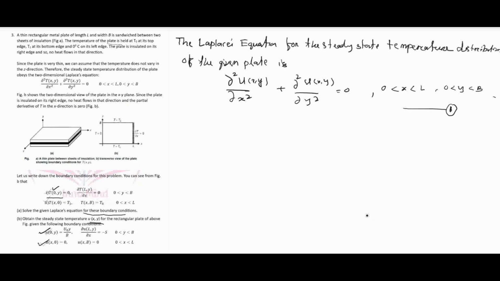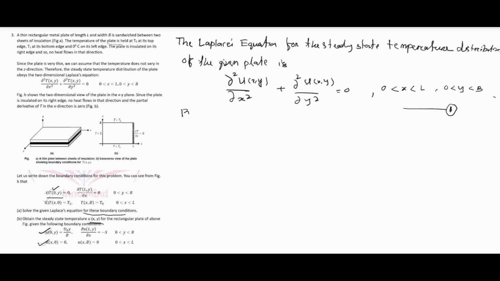Then next what? Let us now use the method of separation of variables and reduce this second order partial differential equation into ODEs. Because the unknown function is a function of two independent variables x and y, we can reduce this given Laplace's equation into two ordinary differential equations. Okay, so let us start.